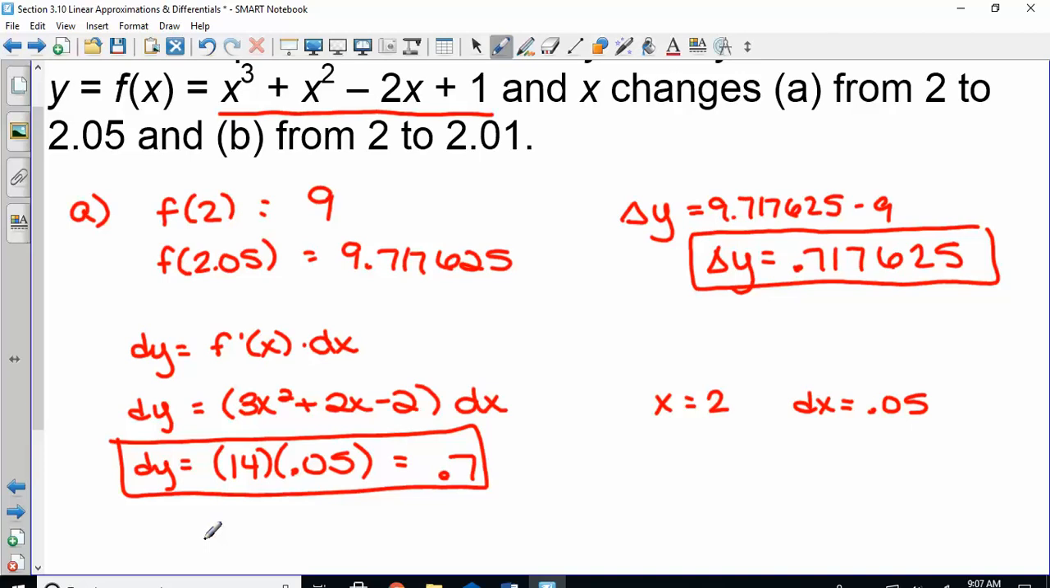So what that tells me is on the actual graph itself, between these points, my y would go up by 0.717625. If I were trying to use the tangent line to approximate it, benefit of the tangent line, calculations are easier, then I would have estimated my y to increase by 0.7. So you can see they're not too far apart. The tangent line is the approximation. That's what a differential is. It's like approximating the change in your y. I want you guys to try to set up B for me.